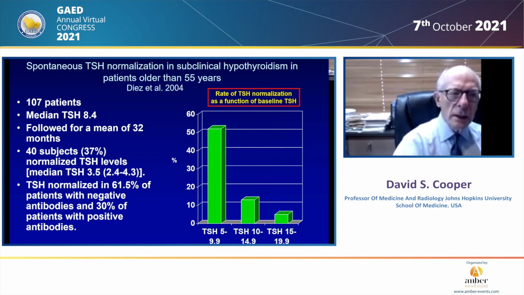On the other hand, in this study of 107 patients with a median TSH of 8 followed for almost 3 years, almost 40% of these patients normalized their TSH without any intervention to a median of 3.5. And again, antibodies were important. About 2/3 of patients who were antibody negative normalized their thyroid function, but only 30% with positive antibodies. And again, you can see when the TSH was between 5 and 9.9, more than half the patients normalized TSH. But if TSH levels were higher at baseline, that would be less likely.